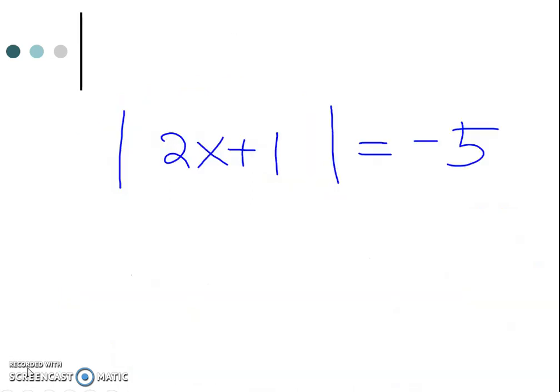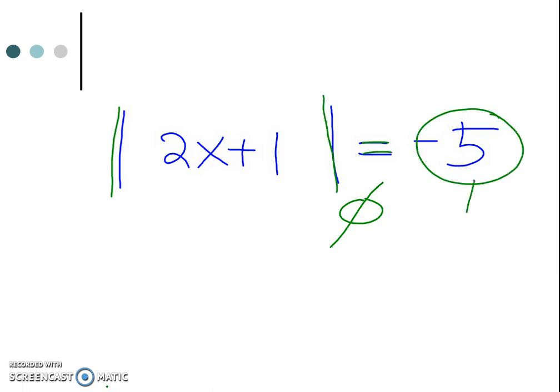I'm going to show you a problem. It's not on your notes. The absolute value of 2x plus 1 equals negative 5. This one is not solvable. The answer for this is no solution, because you cannot have an absolute value of something equal a negative. The absolute value of something has to be positive. So this is not positive, so the answer is no solution.